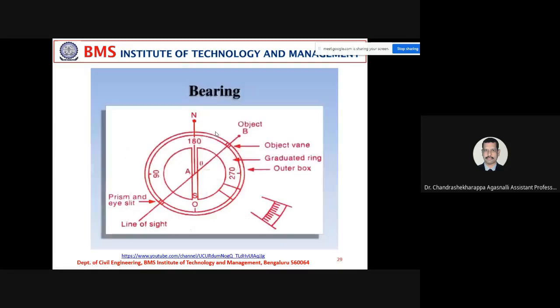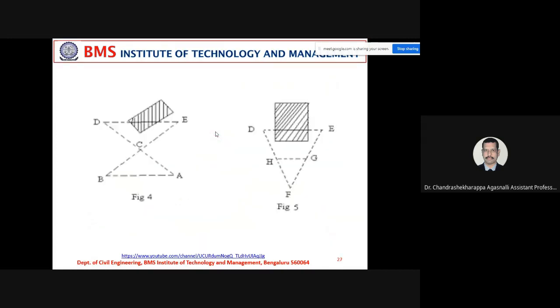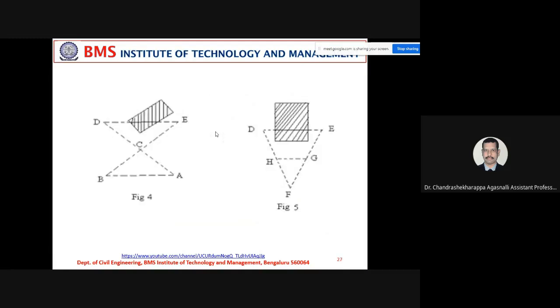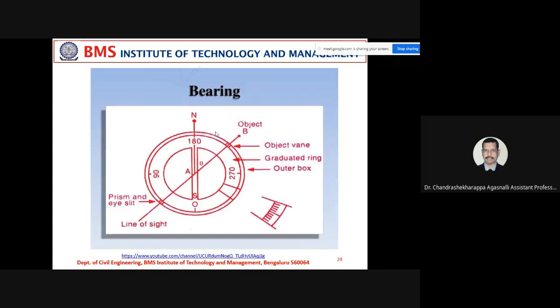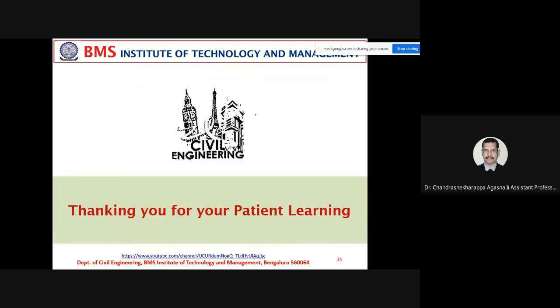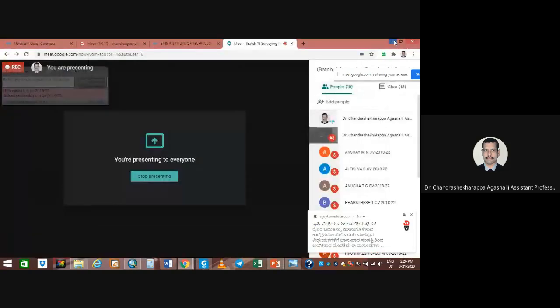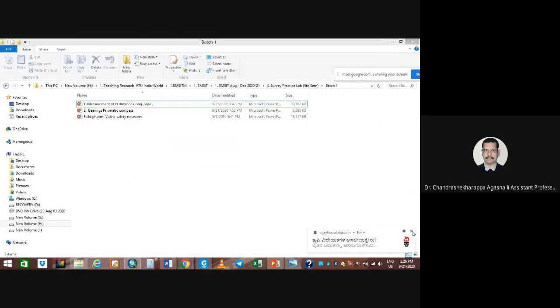And you can construct any geometrical figures, right? That is convenient. As per your convenience, you can do polygons, a rectangle, a triangle, or a square. You can complete the survey and do the evaluation there, right? So these all use the prismatic compass, especially for measuring the bearings. So let's see what we have with this.